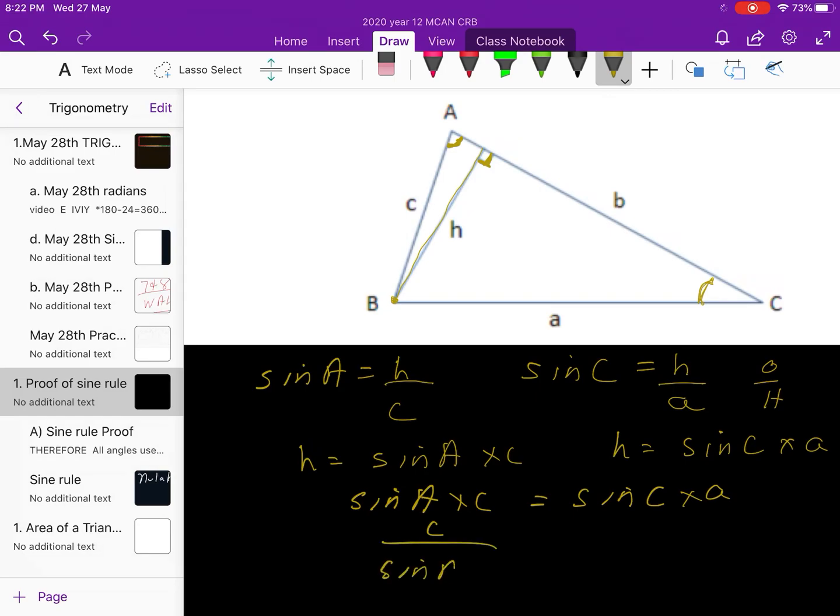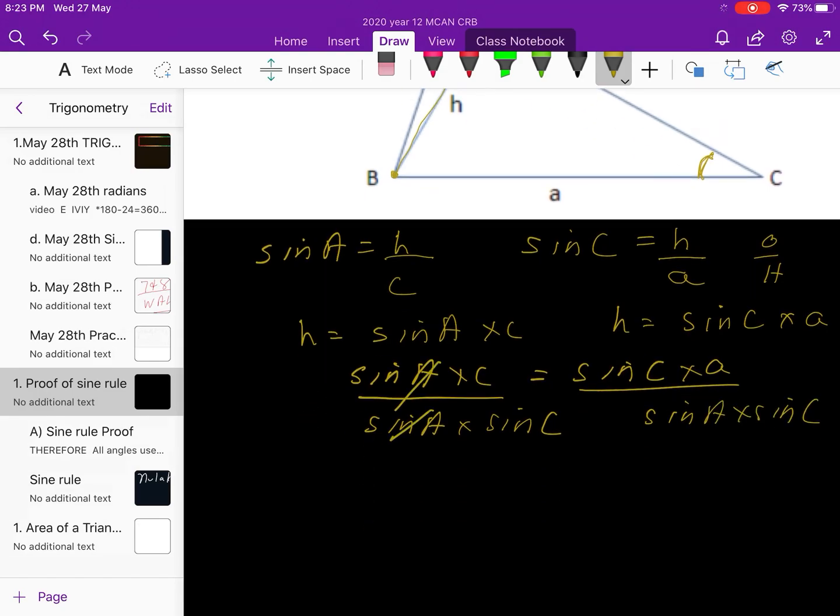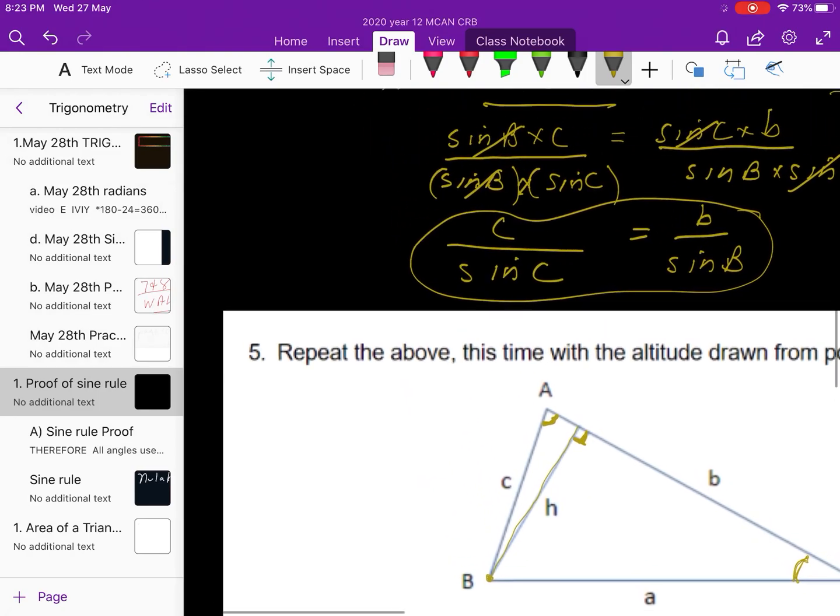And then we can set this up over sine A times sine C. So if we multiply both sides by sine A times sine C, those cancel away, and we get C over sine C is equal to A over sine A.